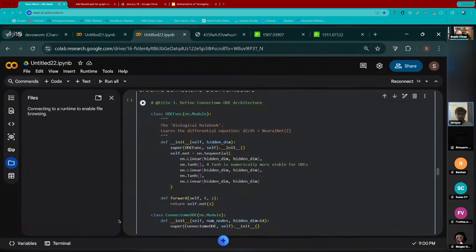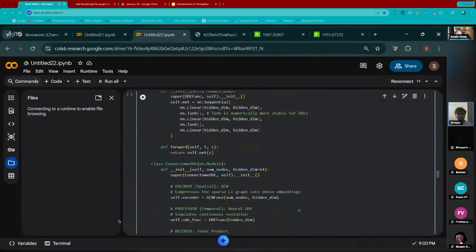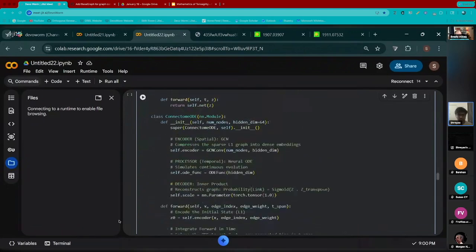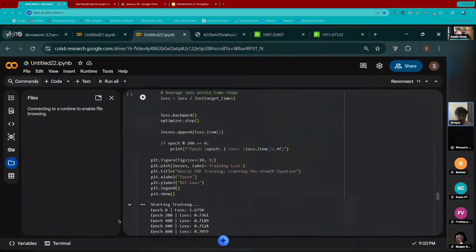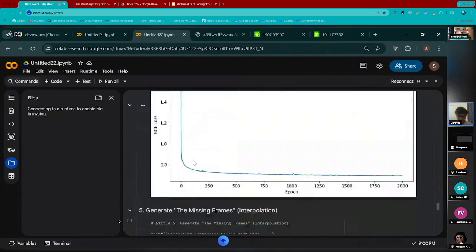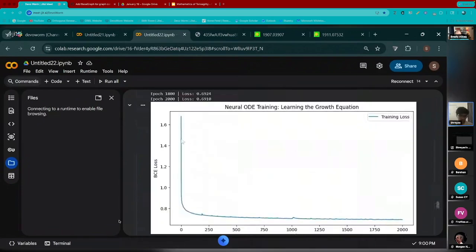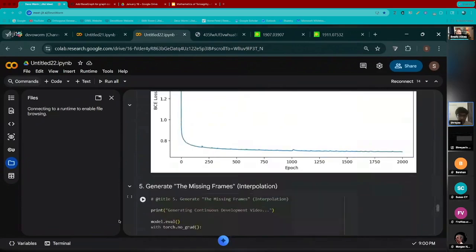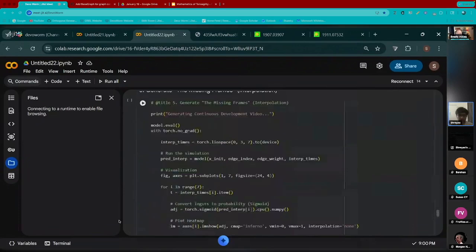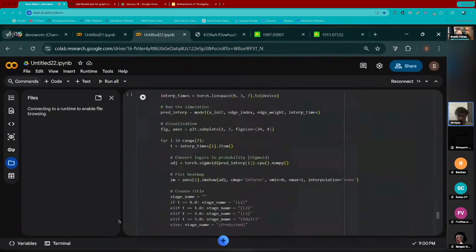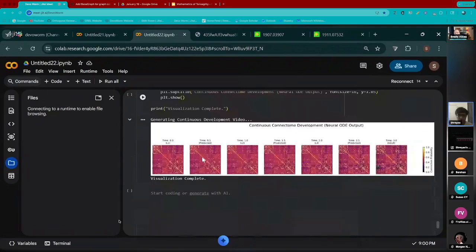It's not that it learns for the connectome, it learns for the internal vector, which is modeled by the graph convolution network. Right. So we train this over some 2000 epochs, and then the loss converges. I was a bit surprised as to why the loss converges so steeply initially and then quite slowly later. But then here we do the missing frames prediction, like the interpolation. I sample a bunch of times, say 0.5, 1, 1.5, 2, 3, and so on.